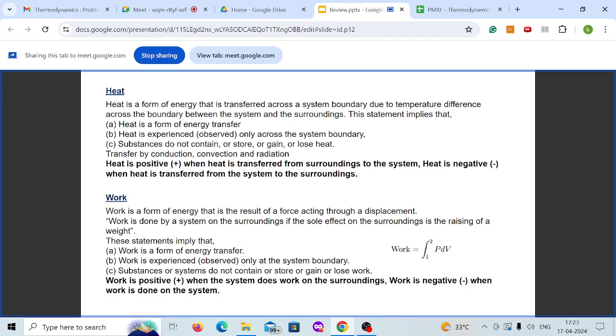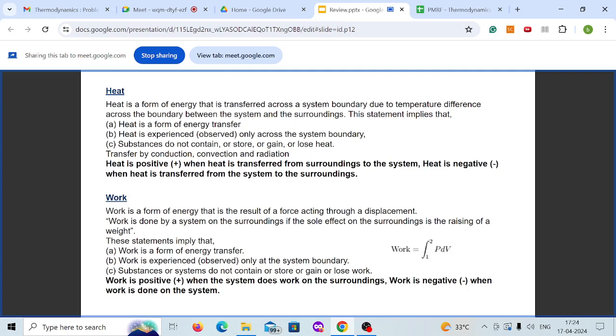And the work expression, you can get as integral p dv. That comes from force into displacement, and force you can write as pressure into area, and area into displacement will give you volume, change in volume. So that, if you see, is equivalent to the definition of work which was defined as raising a weight. So this work definition which we got from the statement.